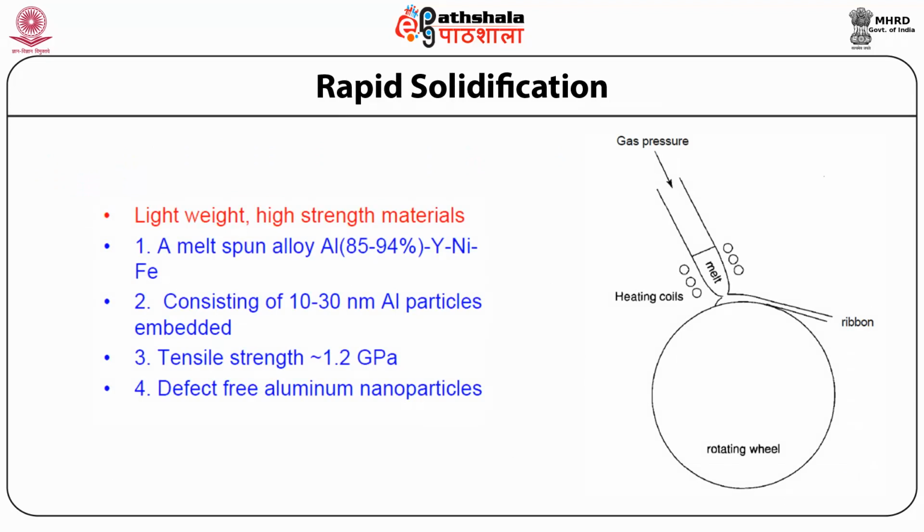Let us discuss rapid solidification. Nanostructured material can be made by rapid solidification. One method illustrated in figure is called chill block melt spinning.